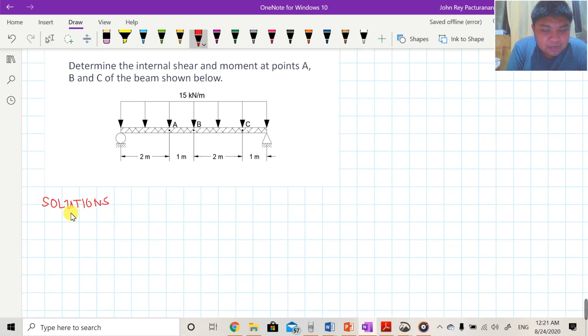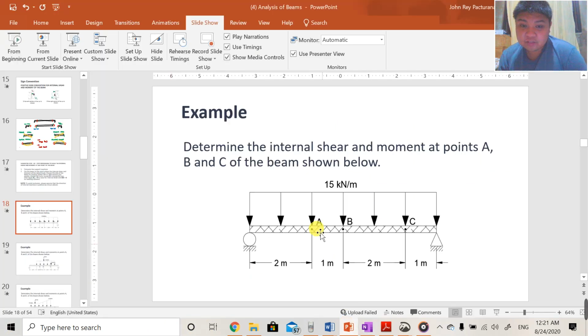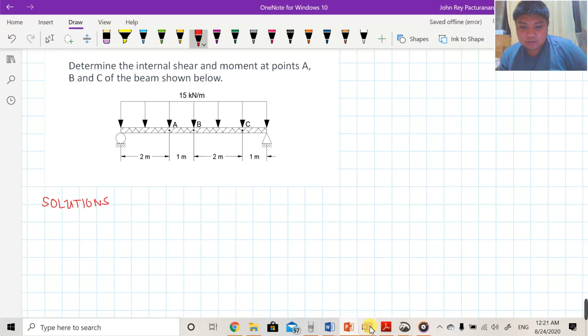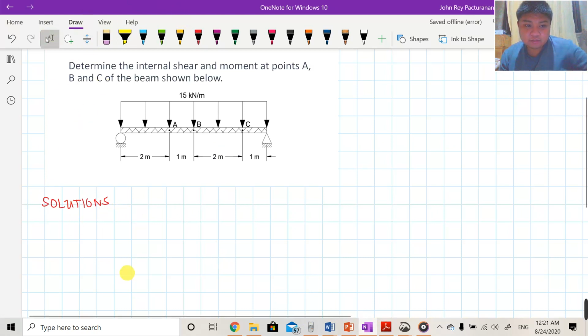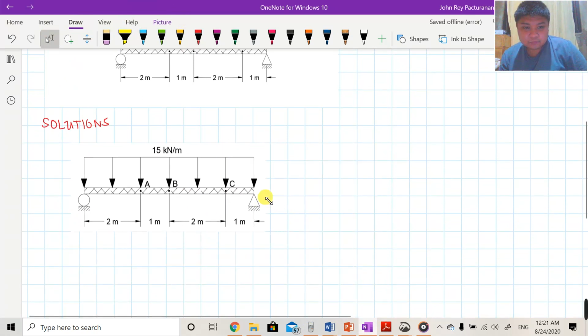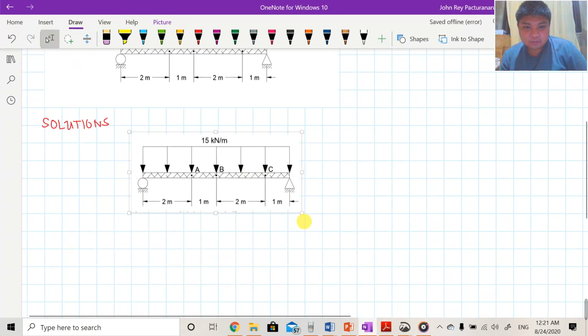So, ang unang step class is hahanapin natin yung support reactions. Yun naman talaga. I-control C muna natin to. Tapos, lagay natin siya class doon sa OneNote. Okay? So, sobrang laki naman. Ayan na. So, I hope nakikita siya.